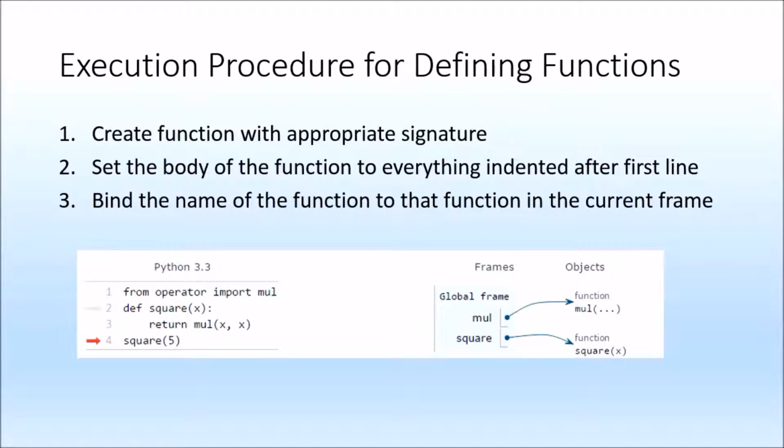I know some of this environment diagram stuff can be tricky and kind of confusing, and I know when I was a student in this course, I found this stuff initially confusing, so I definitely want to make sure I go over it well. So let's talk about the execution procedure for defining functions one more time. Every time we create a function, every function has a signature. We have the function name and the formal parameters, and this composes the signature. So we create the function with the appropriate signature in memory, and then we set the body of the function to everything indented after the first line, and then we bind the name of the function, square in this case, to the object in memory.